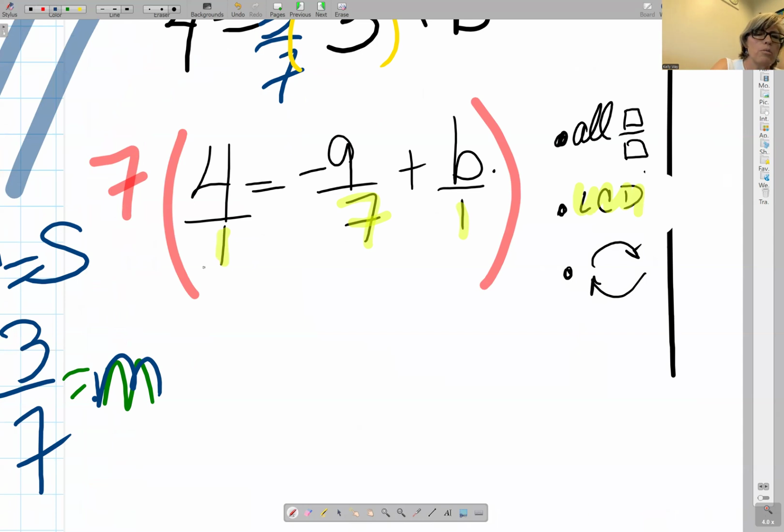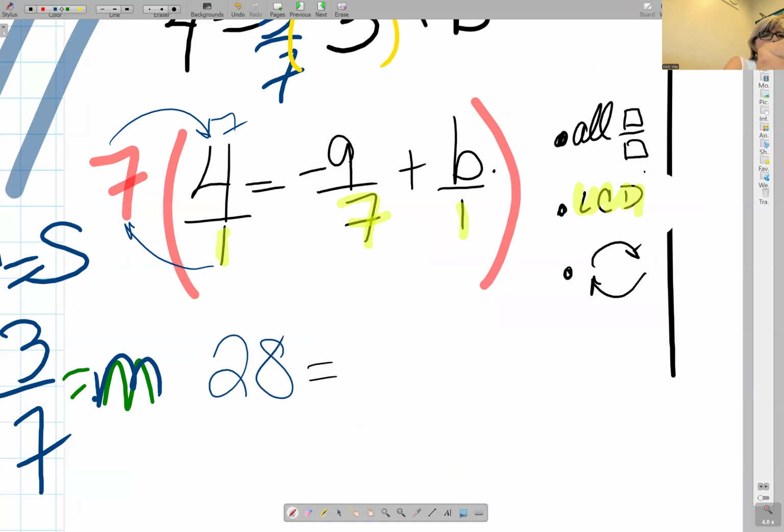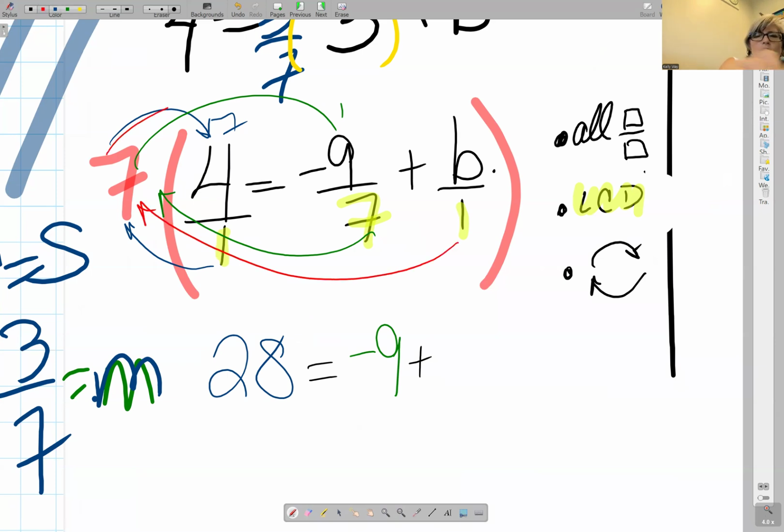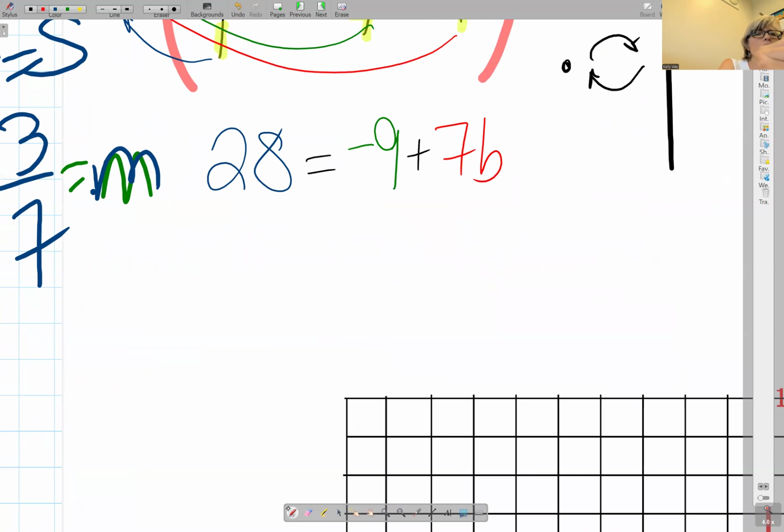Ready? Watch. 1 goes into 7, 7 times 4. This becomes 28. 7 goes into 7 one time. Little 1 there. That stays -9. Bring down the plus sign. And what color have I not used? I haven't used red. 1 goes into 7 times, and that's going to be 7b. Now, goodbye fractions. Now you solve.